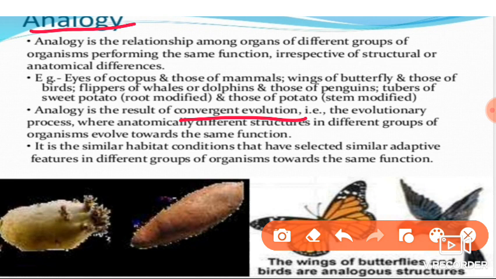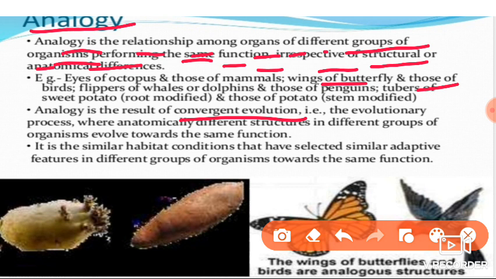Analogy is the relationship among the organs of different groups of organisms performing the same function irrespective of structural or anatomical differences. Anatomically or structurally they are different, but the function is the same. The example given here is the wings of the butterfly and the wings of the birds. Structurally they are totally different, but the function is flying.